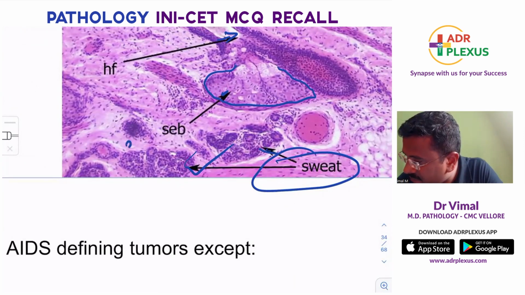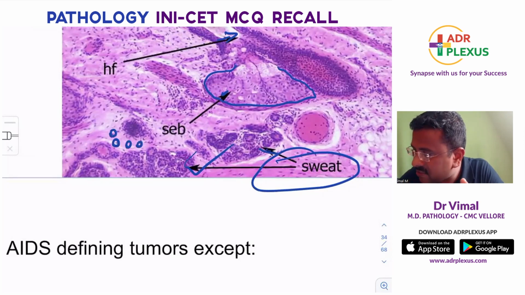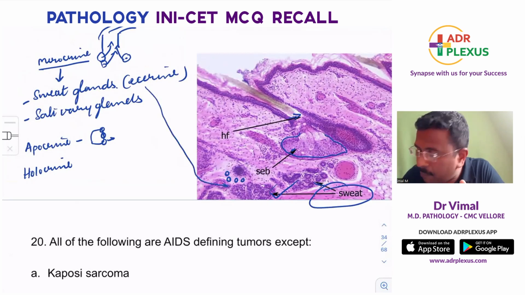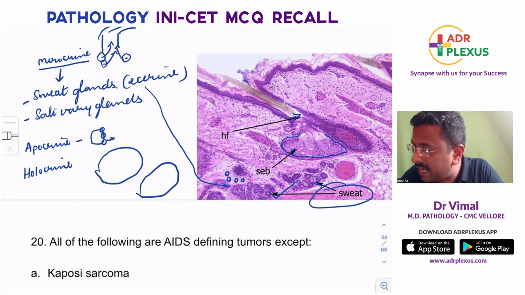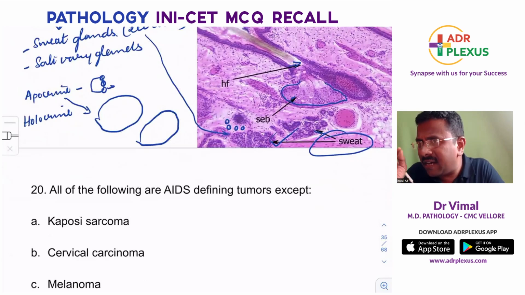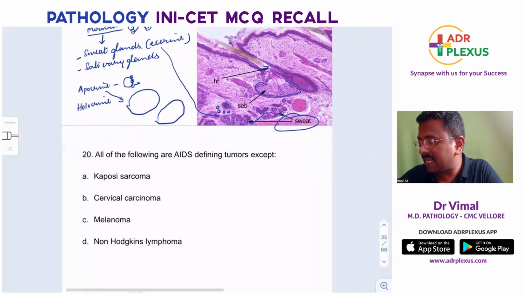Eccrine sweat glands will have smaller lumens, and these sweat glands are called merocrine glands. Whereas apocrine sweat glands will have a bigger lumen. This is also a question that can be asked in future exams. That's how you differentiate these. The examiner has marked eccrine sweat gland, which is the example of a merocrine gland.